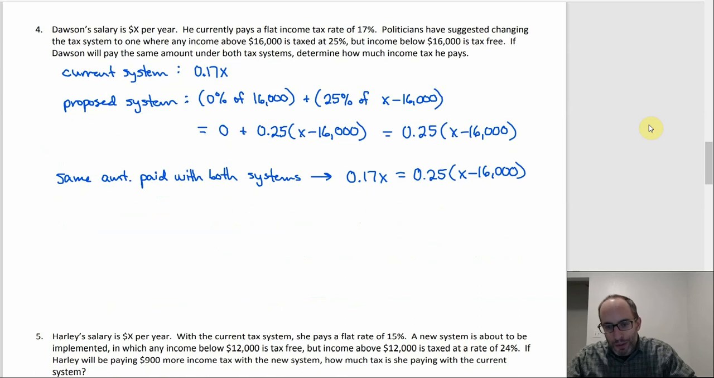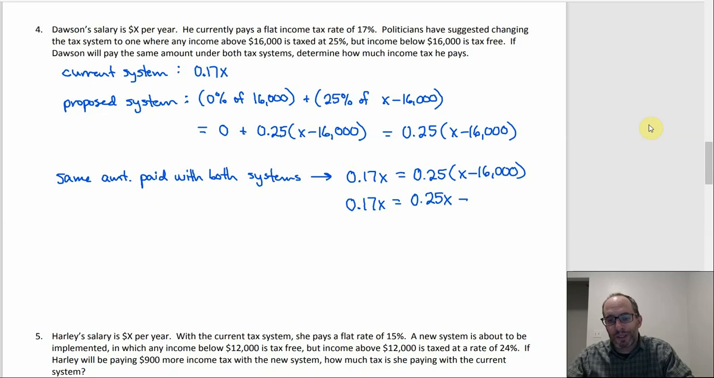So we've got to distribute the 0.25 on the right side. So we have 0.17x equals 0.25 times x minus 0.25 times 16,000. But that's 1/4 of 16,000, which is 4,000. And then we're trying to solve this for x. So if you subtract 0.25x from both sides, you'd end up with negative 0.08x equals negative 4,000.